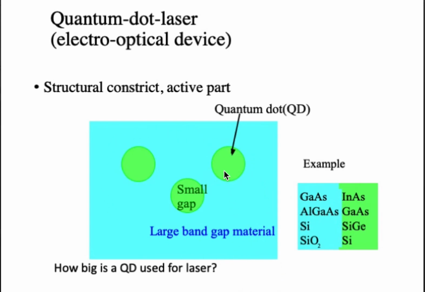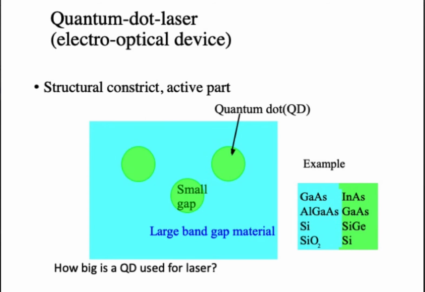A quantum dot can be a semiconductor of small band gap, while the matrix surrounding it can have a larger band gap. Here are some examples. For communications, it would be an indium arsenide quantum dot with a small band gap, in gallium arsenide with a larger one. For the example, I will consider a gallium arsenide quantum dot in an AlGaAs matrix and ask, how big is the quantum dot for the purpose of making a laser?